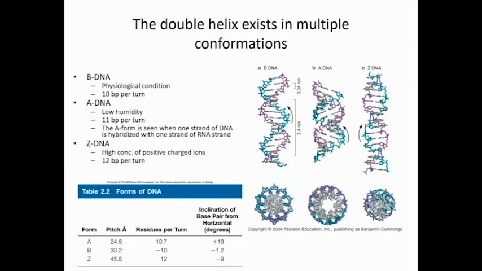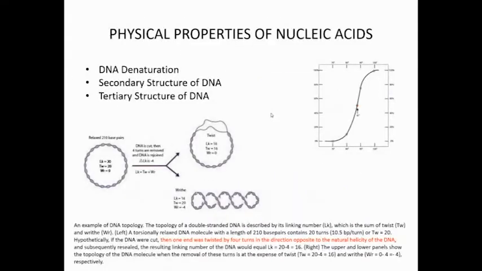Yes, Muhammad. What does it mean that A-DNA has low humidity? Low humidity. So normally the humidity is like 80%, 90%, then you have B-DNA. Low humidity means dehydrated. Refers to H2O? Yes, H2O. Okay, in a dehydrated condition, the B-DNA will turn to A-DNA. Thank you. Yeah, welcome.